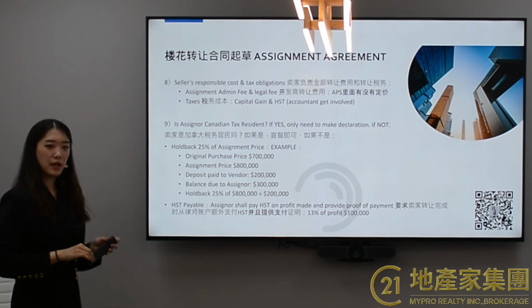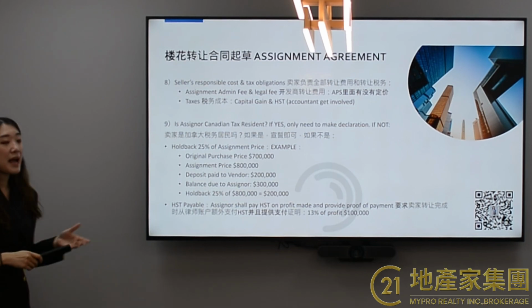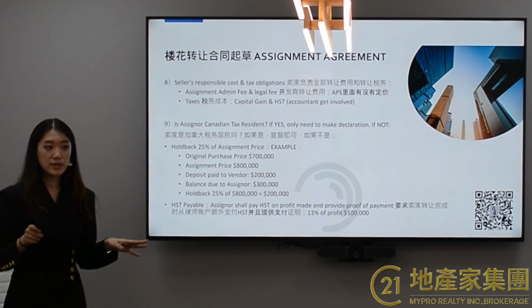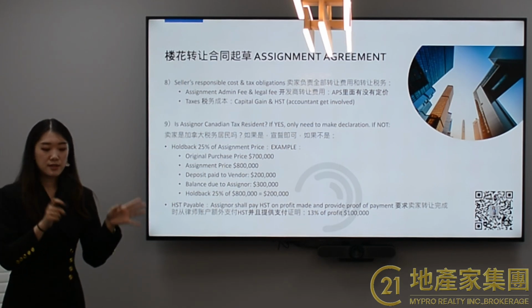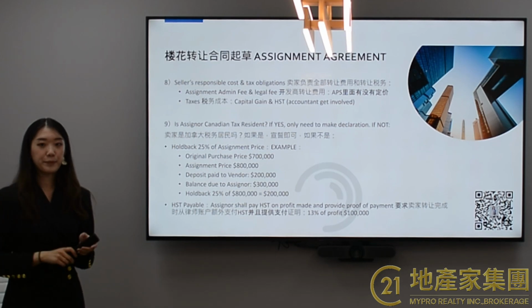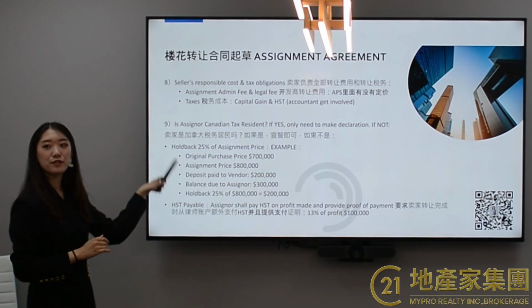Yeah. Okay. But as the buyer's lawyer, we don't need to do anything. We don't get in touch with the seller. We take the seller's declaration with the seller's lawyer.